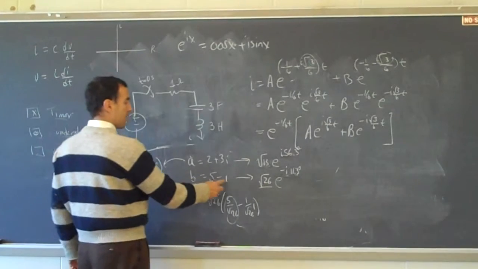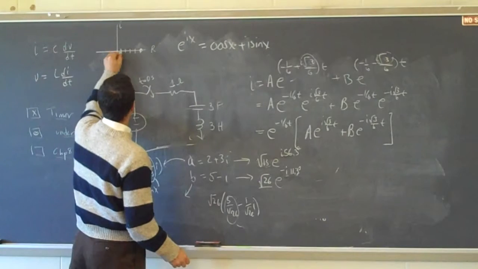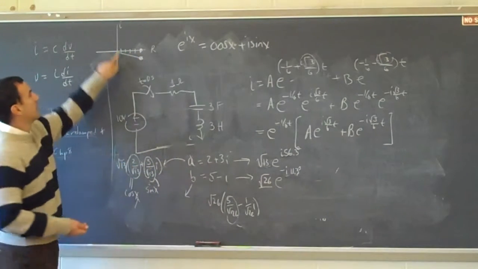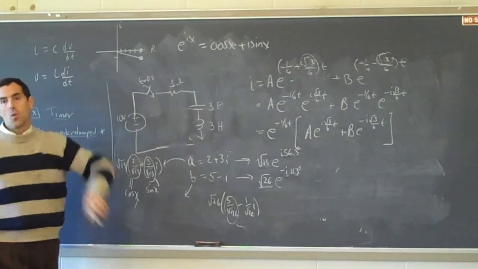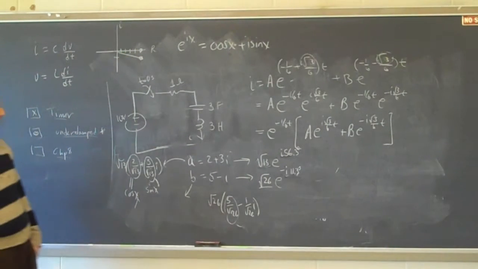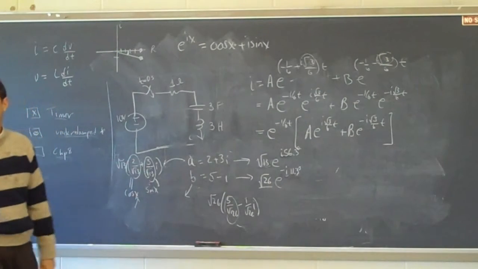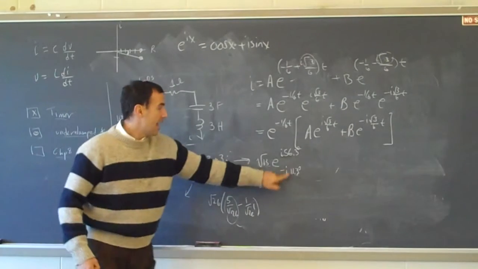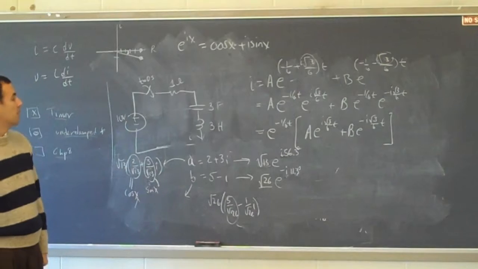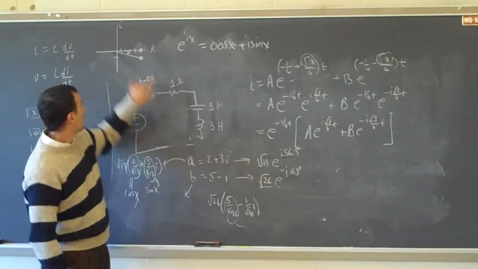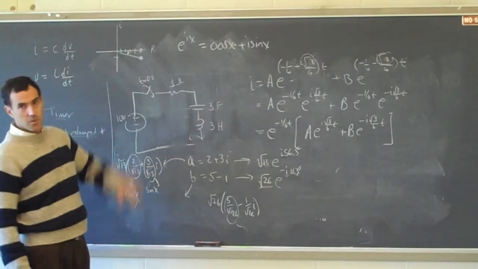So the number 5 minus i will be looked at as that point right there. So it's over 5 and down 1. The angle that we're getting here is that angle right there. So this angle and that angle correspond to that angle on the picture. So to get it, I can either do inverse cosine of 5 divided by the square root of 26 or inverse sine of negative 1 divided by the square root of 26.